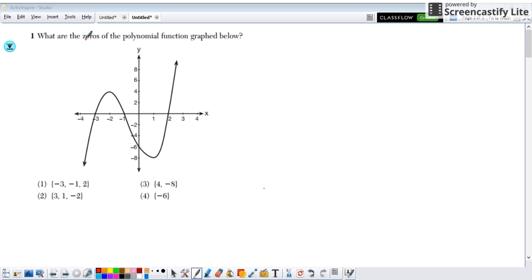Here, in example 1, they're asking us for the zeros of a polynomial function. Now, our polynomial is being given as a graph, and whenever a graph is being given, our zeros are going to be located on the x-axis, which means that in our graph, we got 3 points that are touching the x-axis, which is -3, -1, and 2, which means that those 3 points are our zeros because they're touching the x-axis, which means that our correct solution is option 1.